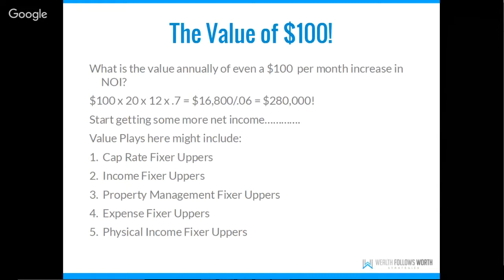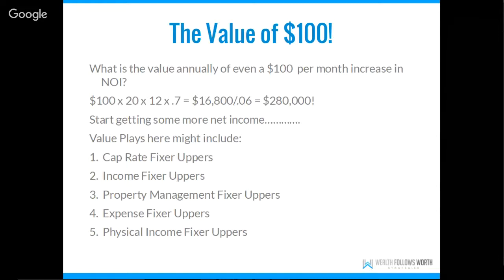Number four, expense fixer-uppers. We've bought buildings before and simply and dramatically reduced expenses. Someone's at the top rate for rents, but we dramatically reduce expenses. And this has a huge value increase for the building. This is kind of understandable here, but every dollar of expense that we remove is the same value to the bottom line of a building as every dollar of income that we add. So whether you're adding income or subtracting expenses, it has the same net result to the future value.